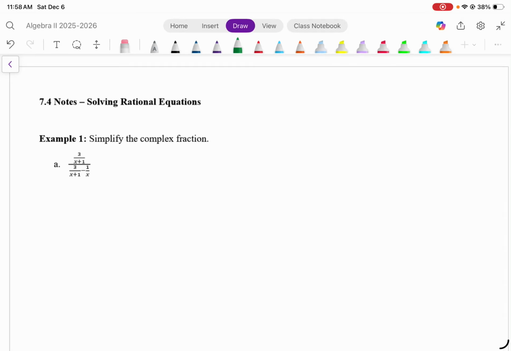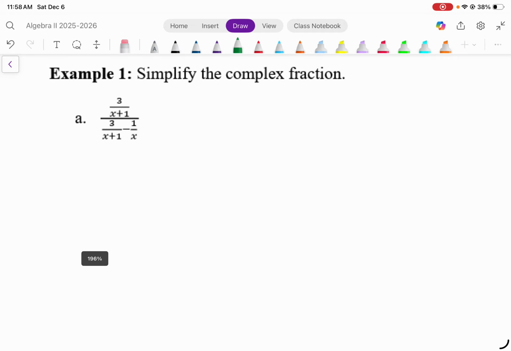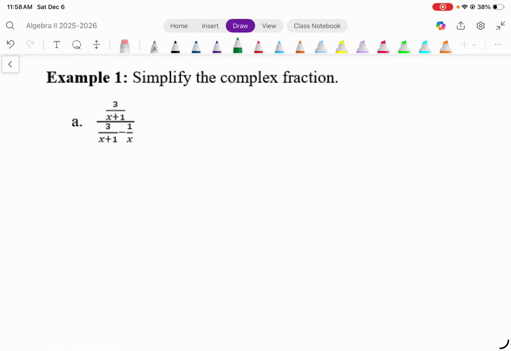Okay, our next section, 7.4, we're going to do a little bit with simplifying complex fractions, and then we are going to go over solving rational equations. All right, so simplifying complex fractions, that's using the multiplying and dividing with rational functions. Complex fractions are when you have a fraction inside of a fraction.